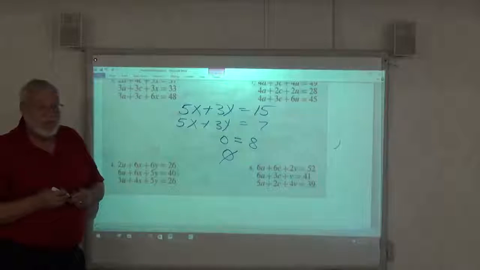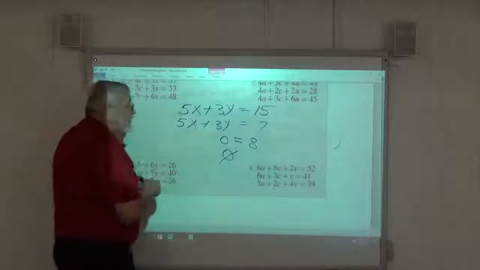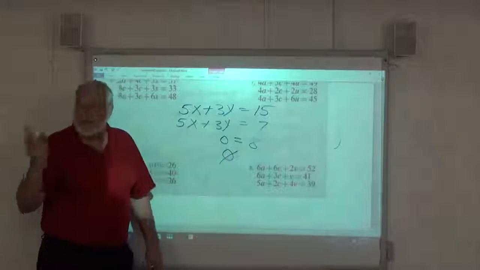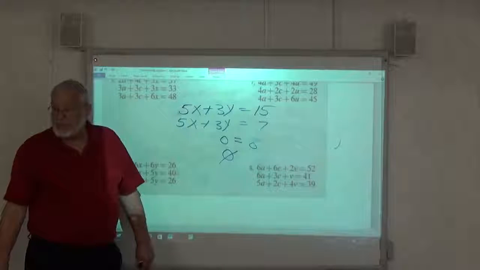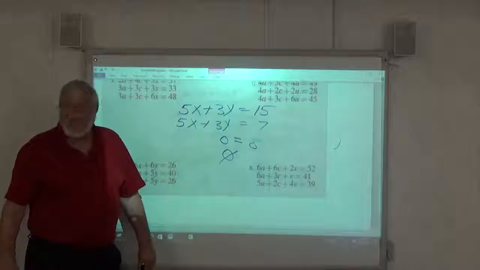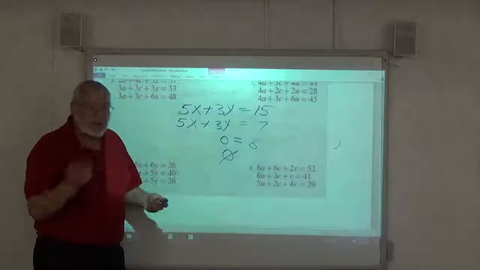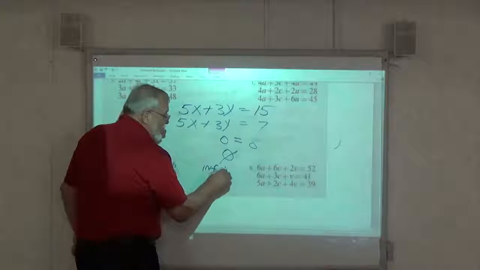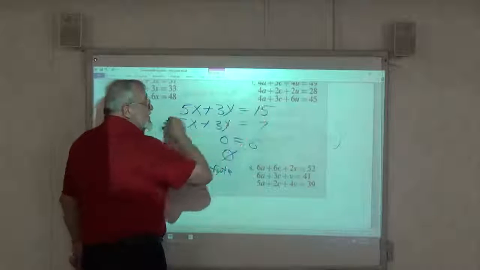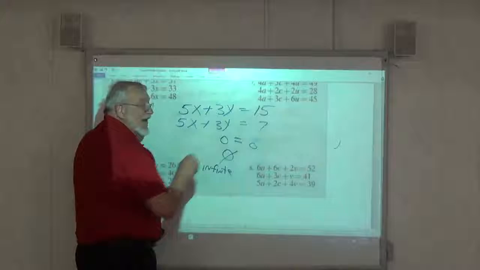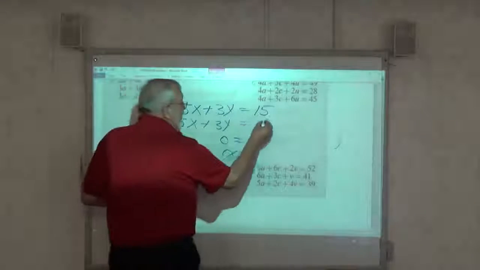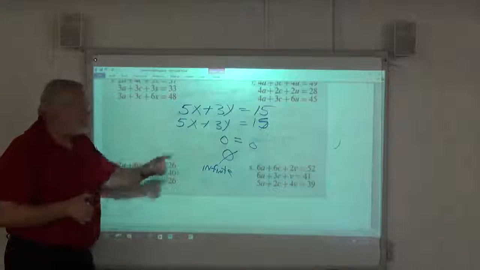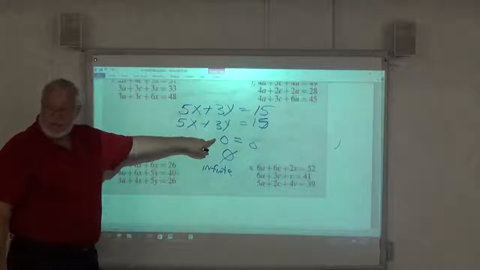Okay, so I get that part. Right? If you got 0 equals 0, for what values of x and y does 0 equal 0? All values. Every value of x and y will work for 0 equals 0. So this is an infinite number. And in that case, what happens is this is a multiple of the last one. See, if this had been a 15, then this would have eliminated to 0 equals 0.